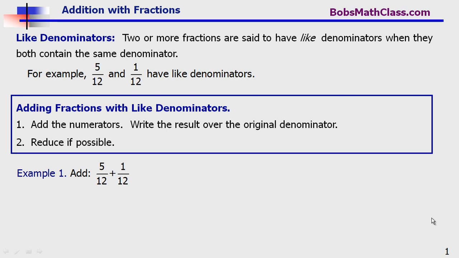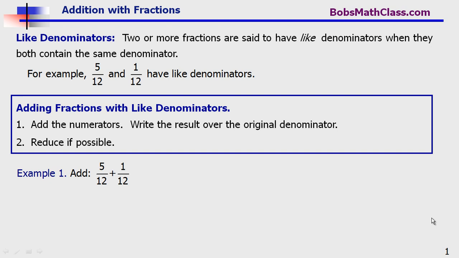Adding fractions with like denominators. First we're going to talk about adding fractions with the same denominator, and then we'll talk about adding fractions when the denominators are different. When we have the same denominator, our first step is to add the numerators, that's the top number, and then write that result over the original denominator. So write the result over the same like denominator. And then if we can, we'll reduce if possible.